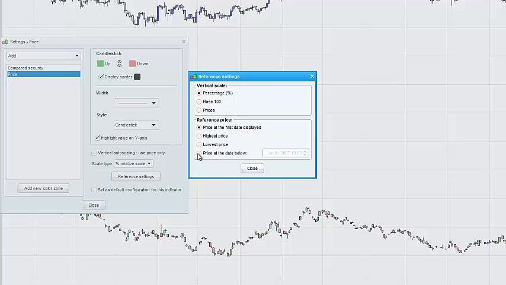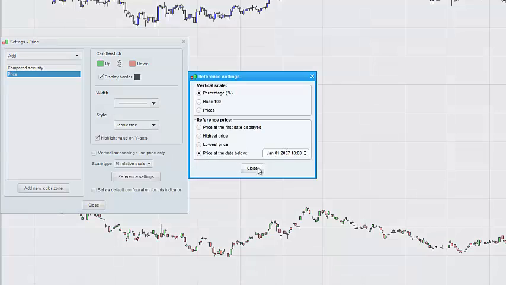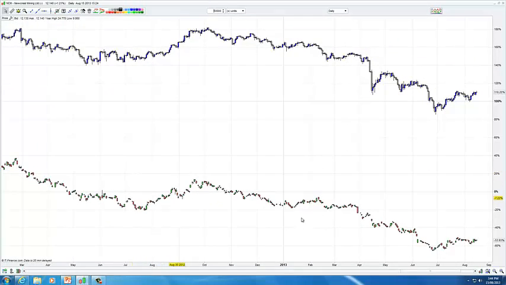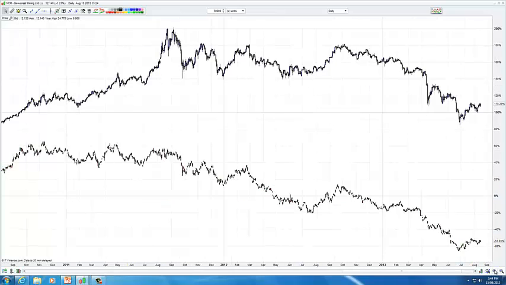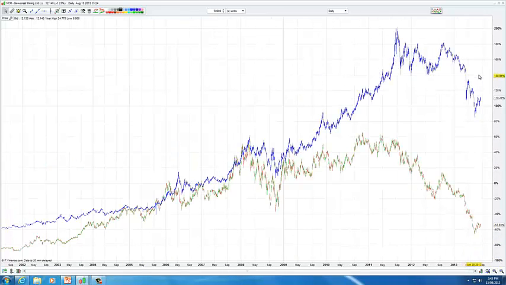So what we're going to do in this situation is have a look at Newcrest against the gold price since 2007. And you can see there the performance of the two charts from 2007. We can scroll out if we like. You can put this on a weekly chart.